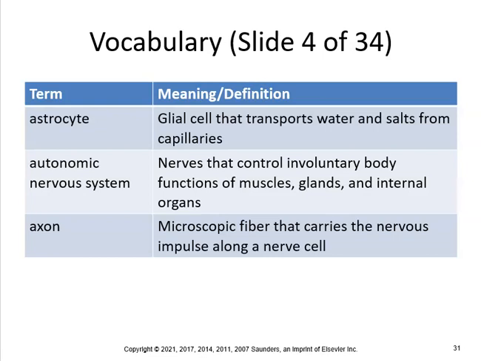Astrocyte is a glial cell that transports water and salts from the capillaries. The autonomic nervous system is nerves that control involuntary body functions of muscles, glands, and internal organs. Remember, the autonomic nervous system is your fight or flight, or your rest and digest. Axon is a microscopic fiber that carries the nerve's impulses along the nerve cell.